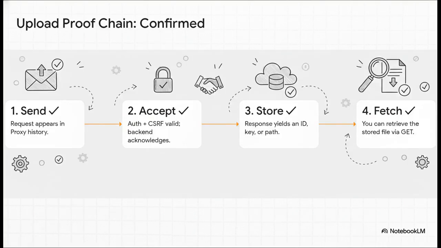And when you use this methodical approach, you can go right back to our original proof chain and put a nice, satisfying checkmark next to every single step. You have proof it was sent. You have proof it was accepted. You have proof it's stored and proof you can fetch it. The mystery is gone. All that's left is the data.